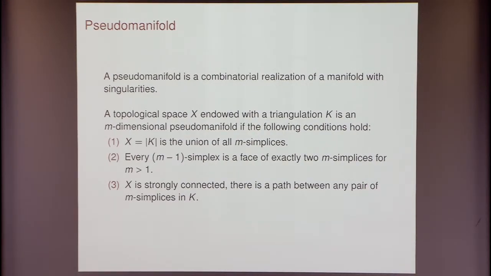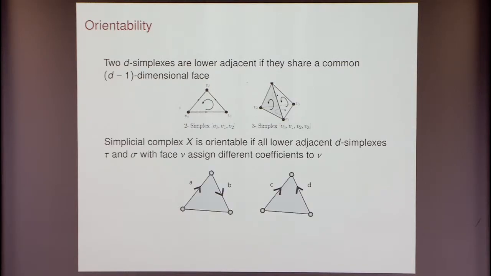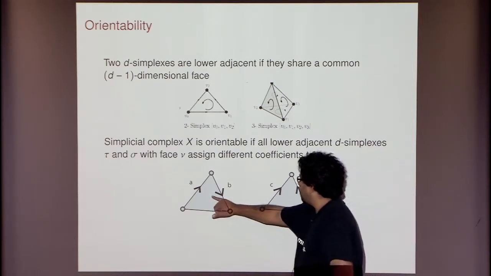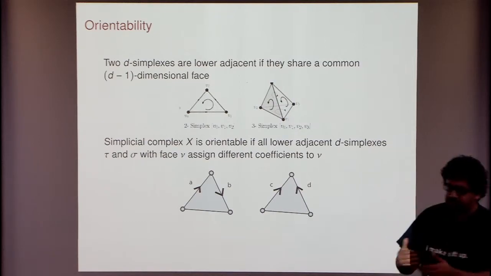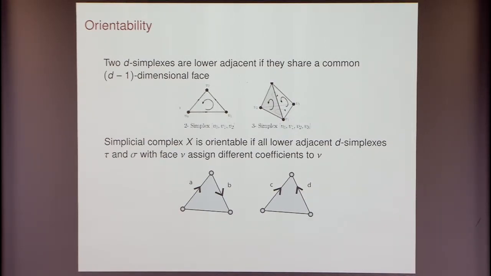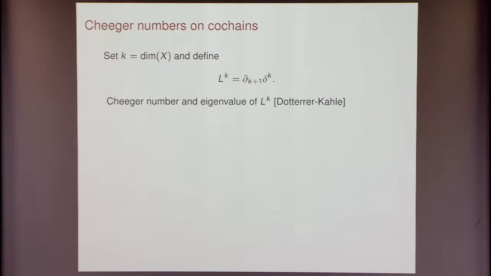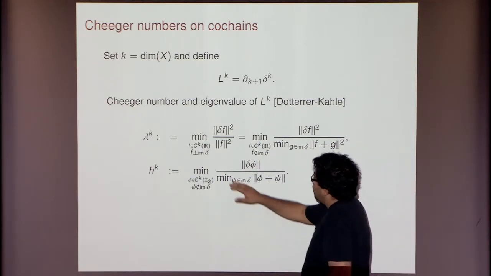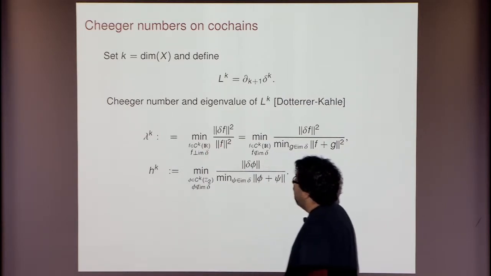Okay, so I think I told you about orientability. Two simplices are adjacent if they share a common (d-1)-face. So if you think about this is oriented, this is not oriented, just to kind of give you a picture. And we'll come back to that again. Okay, so the first definition we started working with is a Cheeger number on cochains. And this comes from a paper by Dominic Dotter and Matt Kale. And there are two parts of it. This is the eigenvalue part.